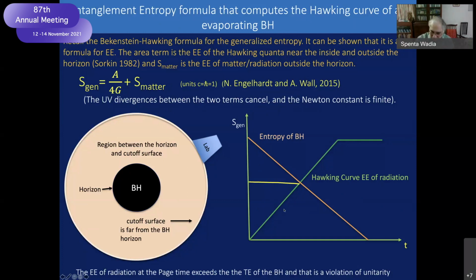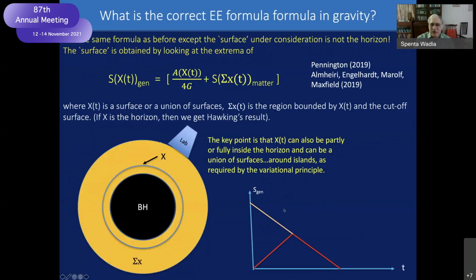How is this solved? What is the correct formula? And this is the main point I want to make: you take the same formula as before, the area plus the entropy of the matter outside, set up the same experiment, but now the surface is dynamical. You determine this surface by a variational principle, which I don't want to go into. In some sense, look at the minima of this as you change the surface.